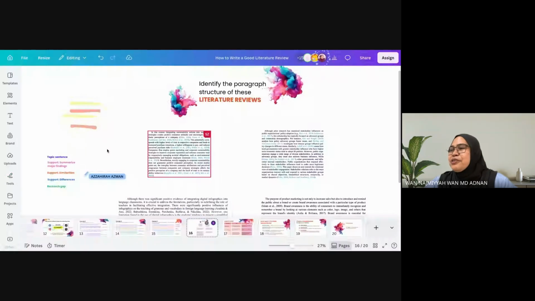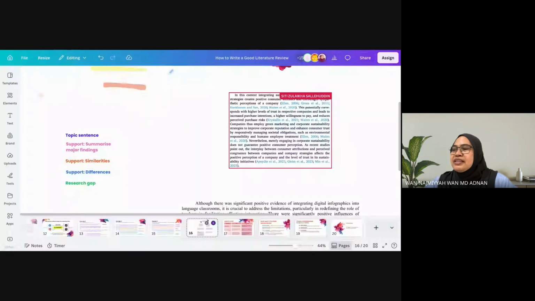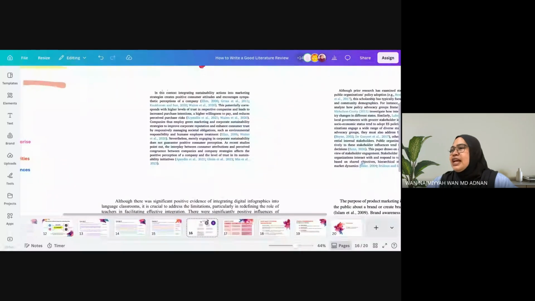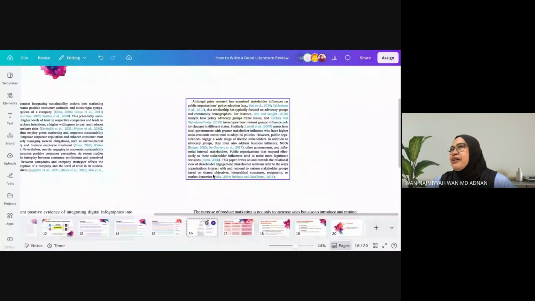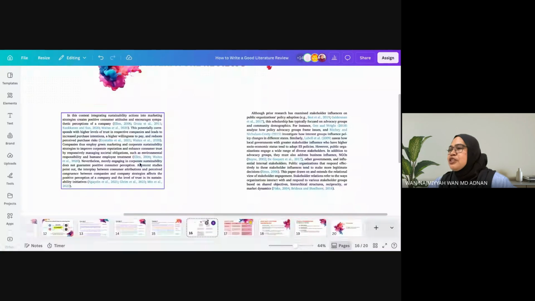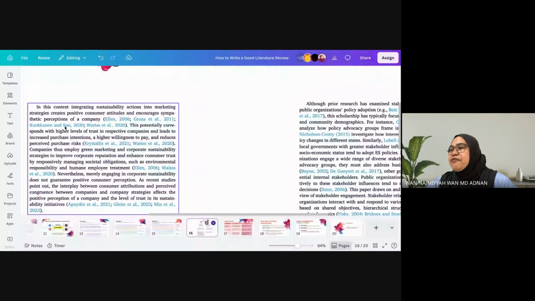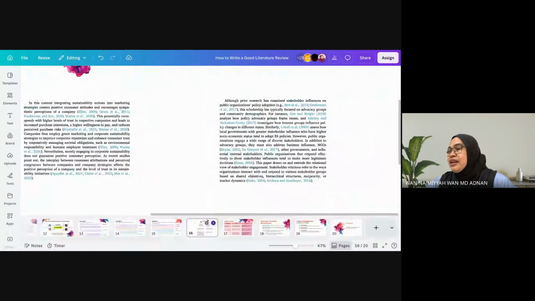So what I want you to do is, we have learned about topic sentence, summary of major findings, similarities and differences, and the research gap. I've showed you some examples before, right? So these are some paragraphs from journal articles. Look at the first 2 articles here on top, the ones with blue highlights there, right? Can you identify the first one? Or you can do another one. You can do others as well.